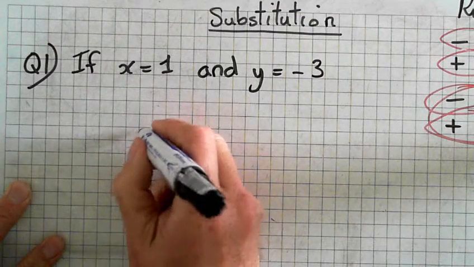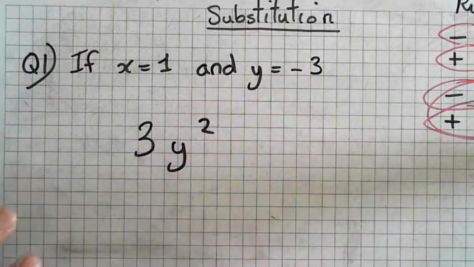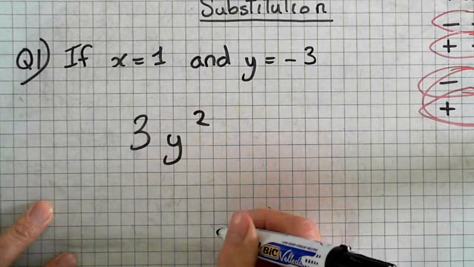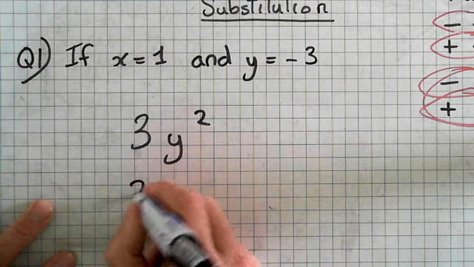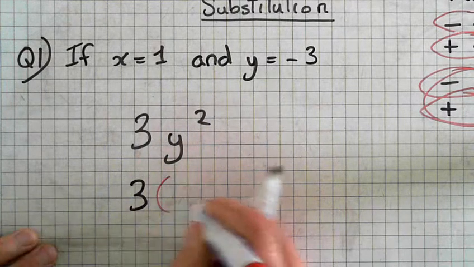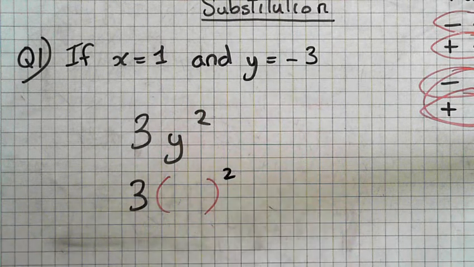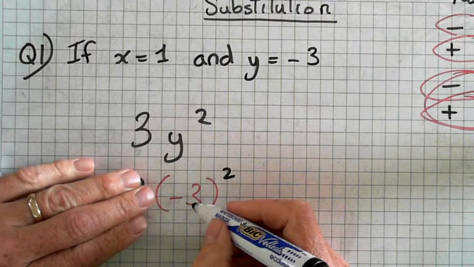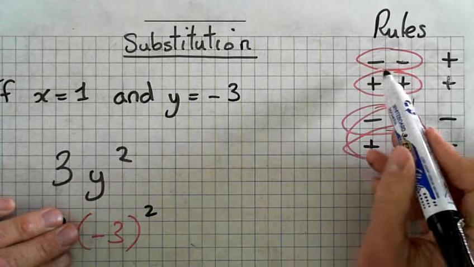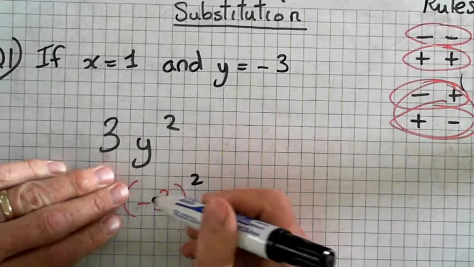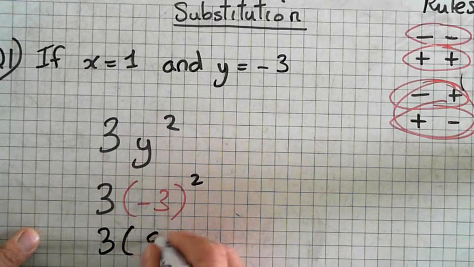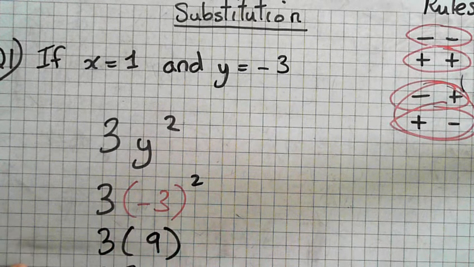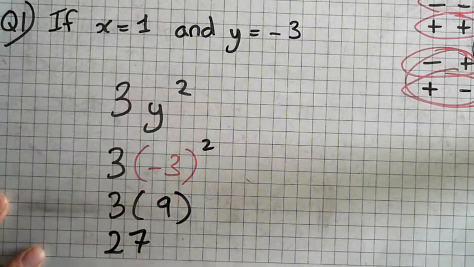Right, another example. 3y squared. Looking up. So replace again the y with a bracket and go squared. Y is minus 3. Use a calculator at this point if you like. What's minus 3 squared? It means minus 3 times minus 3. Minus times a minus is a plus. So it's 9. 3 times 9. 3 times 9 is 27.